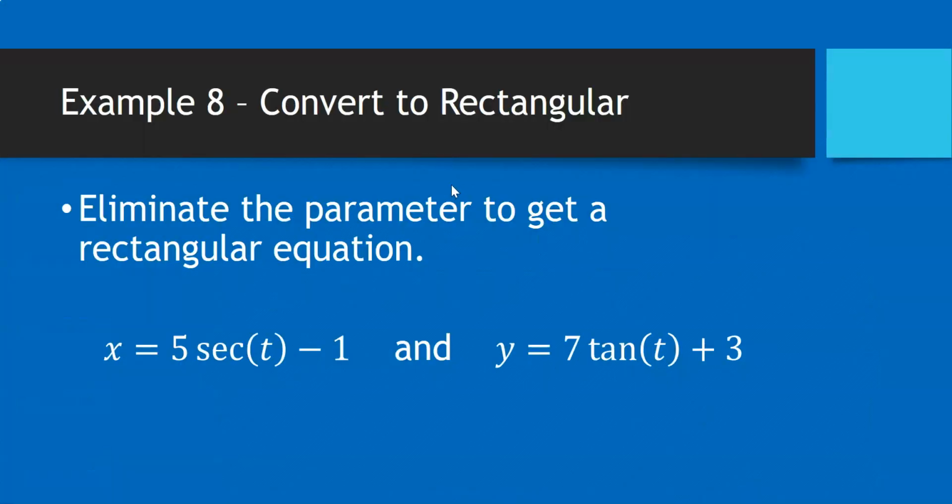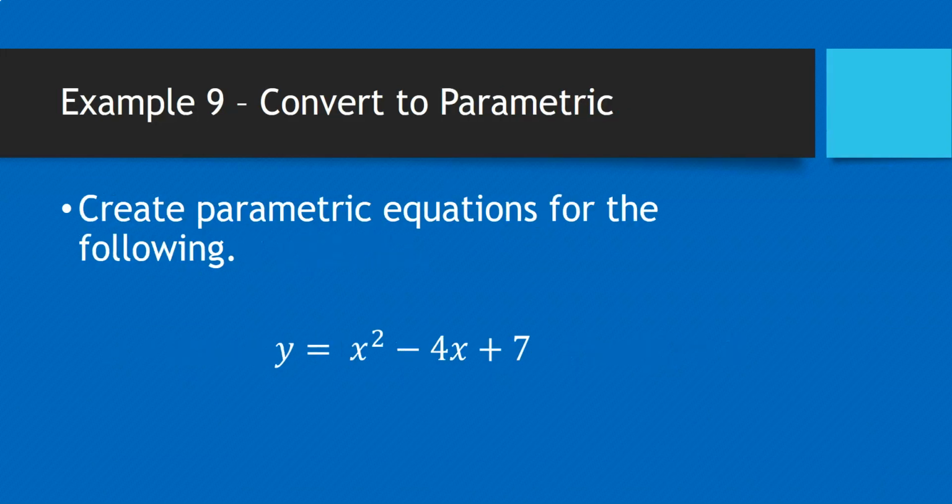Now, we obviously don't always have to convert into rectangular. We can go the opposite way as well. We can convert to parametric. And this works in the exact same way. We're going to have sort of what I call a direct substitution and then an indirect substitution.